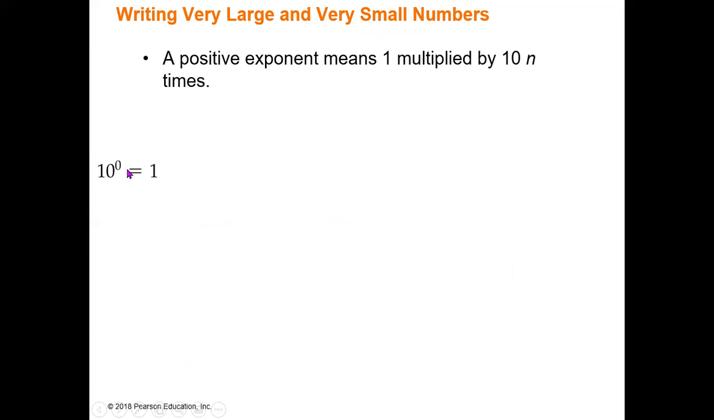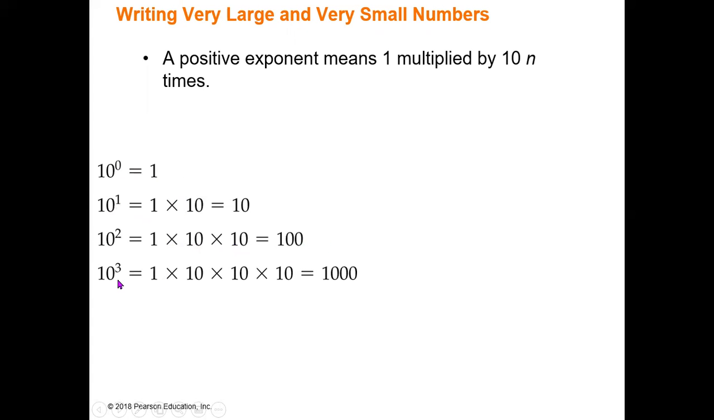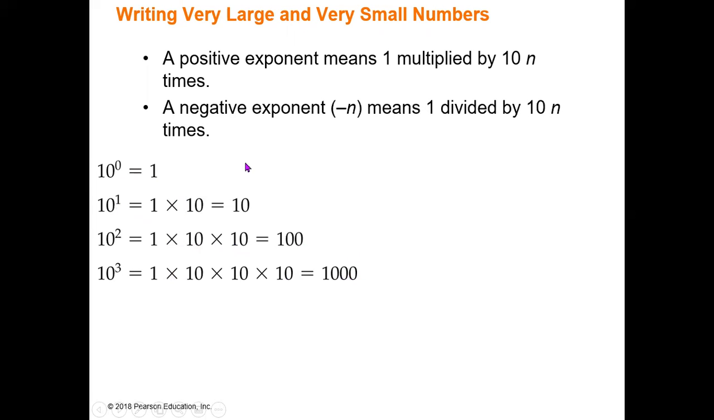For example, 10 to the 0. That's a special case: any non-zero number raised to the power 0 is 1. 10 to the positive 1 means 1 times 10, one time. And 10 to the positive 2 means multiply 10 twice, so 10 times 10 equals 100. And 10 to the positive 3: we take 1 multiplied by 10 three times. It becomes 1,000.